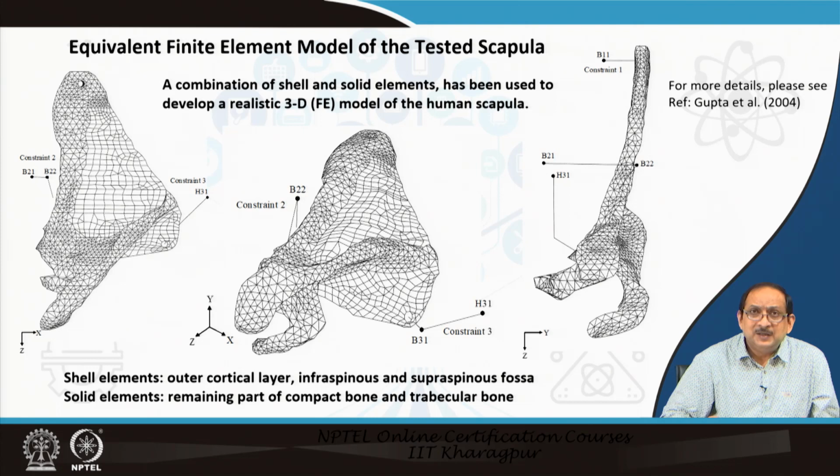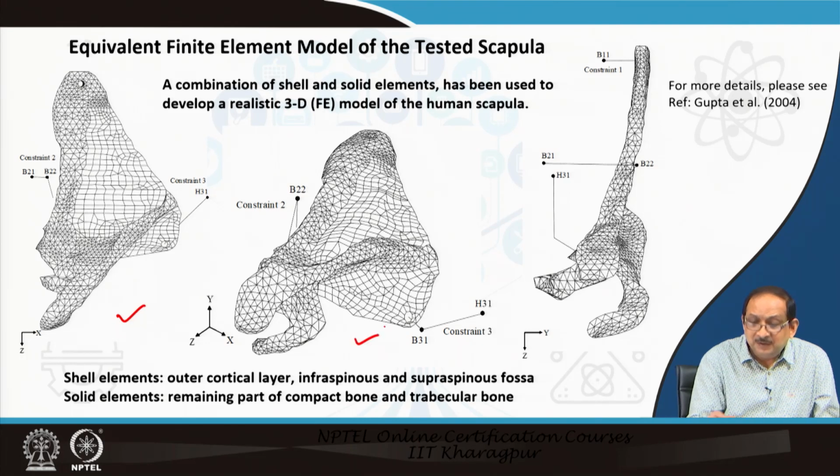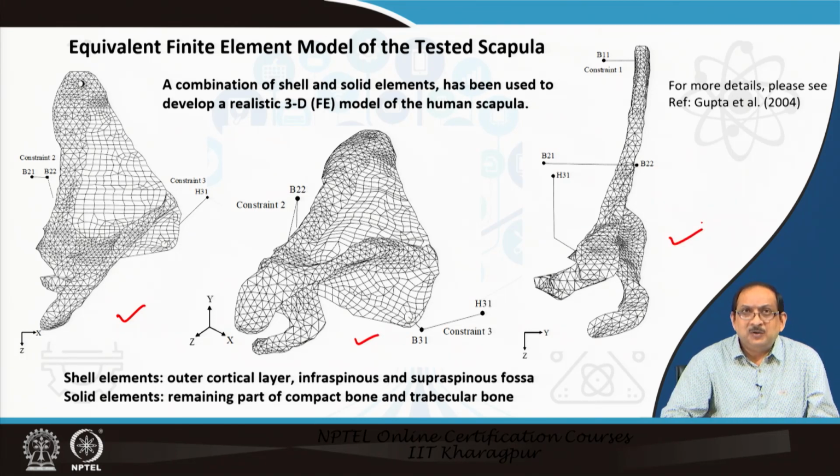So, after the experiment was carried out, we developed an equivalent finite element model of the tested scapula. In this slide you can see, in 3 views, the finite element model of the tested scapula. In this finite element model we used a novel approach, a combination of shell and solid elements. This was particularly appropriate to develop a realistic 3D finite element model of the human scapula.